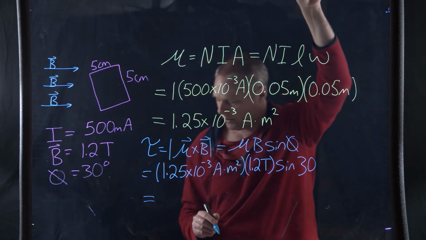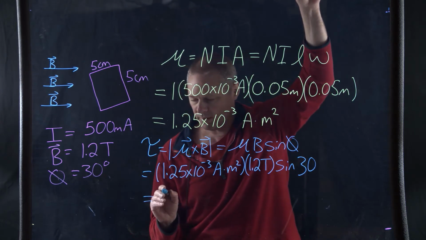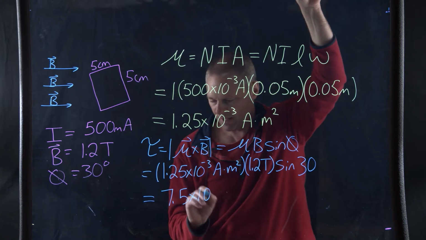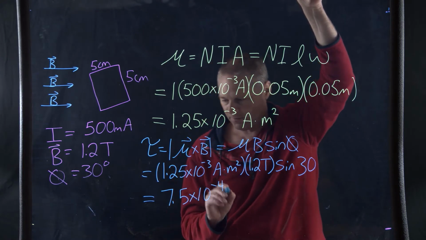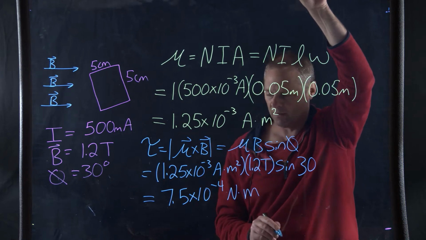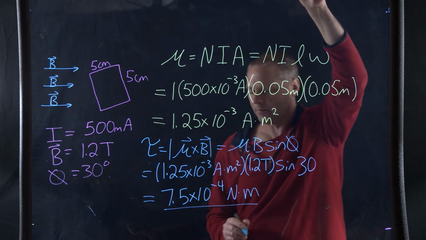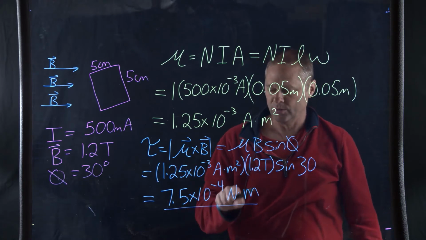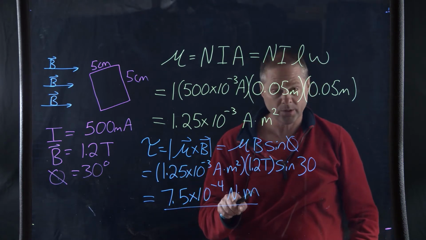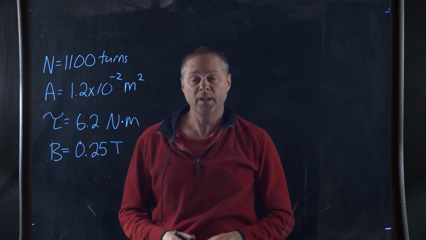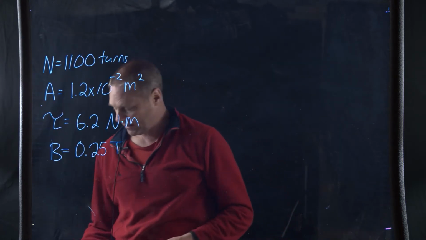We go through and do this arithmetic, and we will end up getting 7.5 times 10 to the negative 4th, and this becomes Newton meter is going to be our units. And so that's going to be our torque. Remember, torque is always going to have units of Newton for a force and a distance. All right? And yet we have another problem here dealing with magnetism.